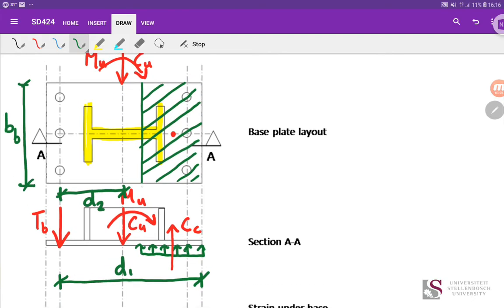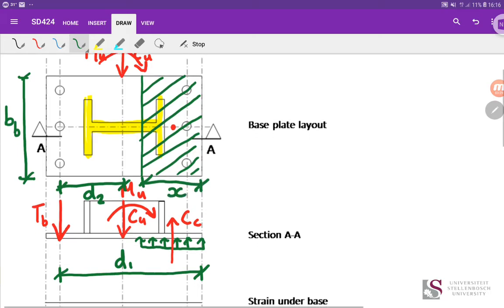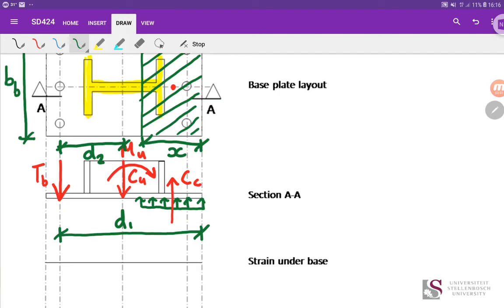This depth of the compression block we're going to call X, and now that we have our main parameters, the main things we need to solve for are X, and we also need to solve for TB. So those are what we need ultimately. Those are the important values that we would like to calculate from our overall workings now.